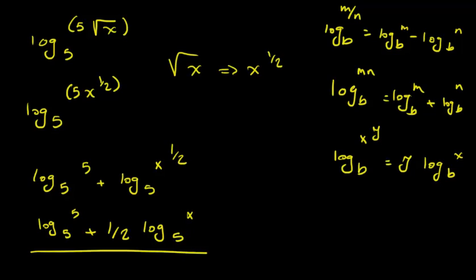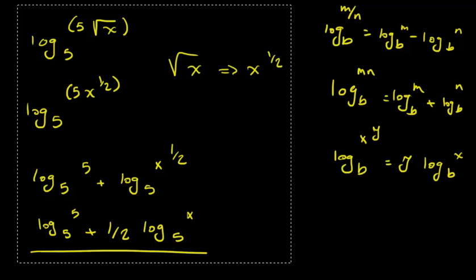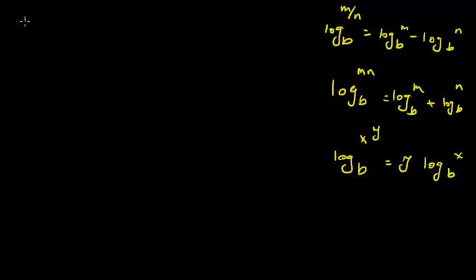Now let's do another one. Let's say we have log 2 of xy raised to the 1/2 power. So this logarithm, the whole thing is raised to 1/2. So we need to do two separate operations on that. One is multiplication, the second is the power rule.